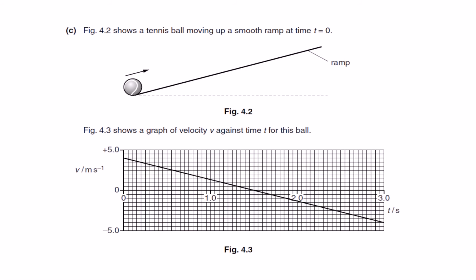Now let's look at part C, which shows a tennis ball moving up a smooth ramp at time t equals 0. And it gives us a graph. It's a velocity time graph. And of course, every time we get a graph, the first thing we're going to do is check the units. Well, that one's in seconds, and the velocity is in meters per second. So we haven't got any little tricks. Well, they're not trying to trick us with those, but we've checked it, so that's good.